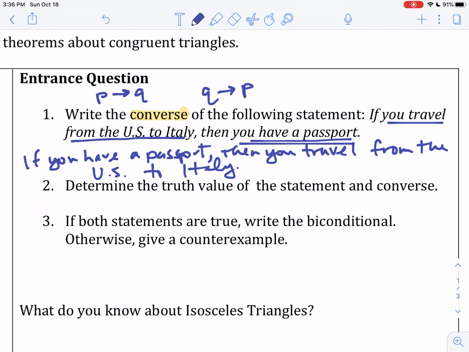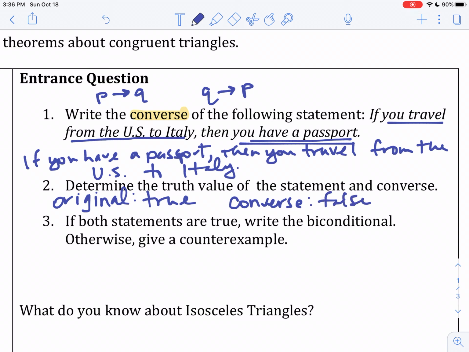Okay. Question number 2 says, determine the truth value of the statement and the converse. So the original statement, if you want to legally travel from the U.S. to Italy, then you have to have a passport. The original statement is true. But the converse, if you have a passport, then you travel from the U.S. to Italy, would be false. And let's talk about why that is.